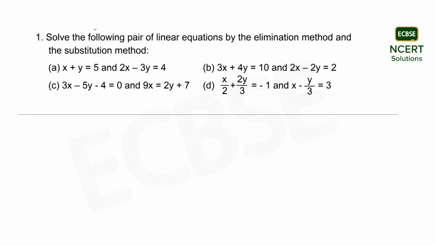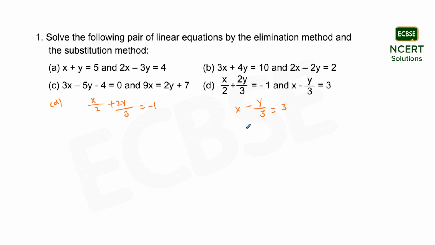Now coming to the D part, the equations being provided are x by 2 plus y by 3 is equal to minus 1. This is the first equation, and the second equation is x minus y by 3 is equal to 3. This is the second equation.